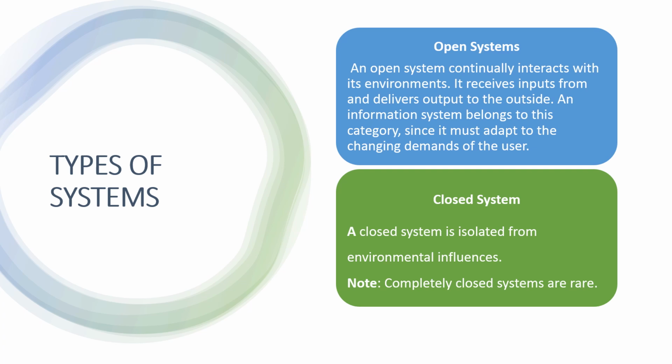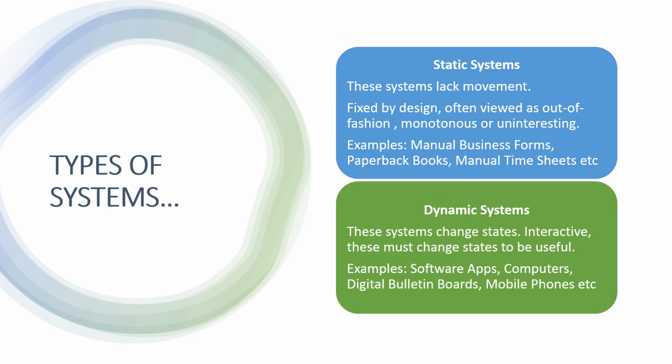Closed systems. Closed systems वो systems होते हैं जो totally isolated होते हैं from environmental influences. Completely closed systems are very rare. Static systems. Static systems वो systems होते हैं which lack movement. They are fixed by design and often viewed as out of fashion, monotonous or uninteresting. For example, manual business forms, paperback books and manual timesheets.